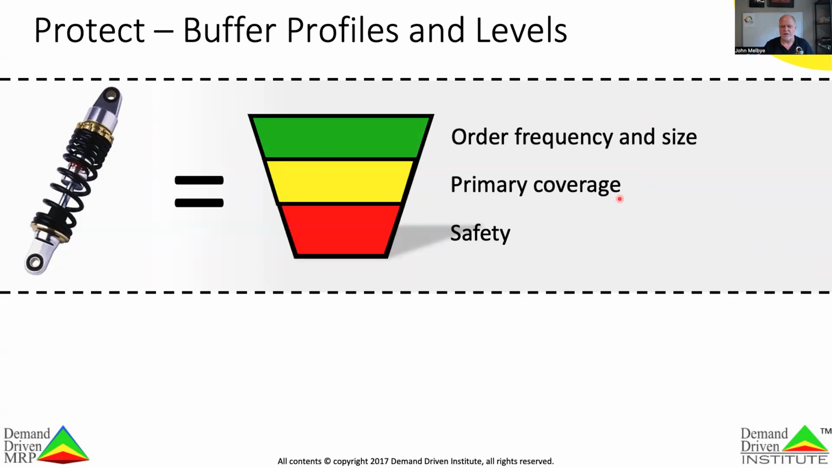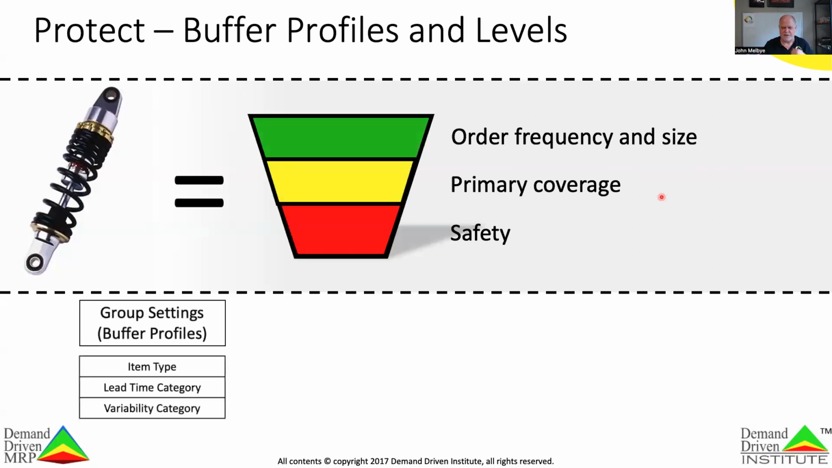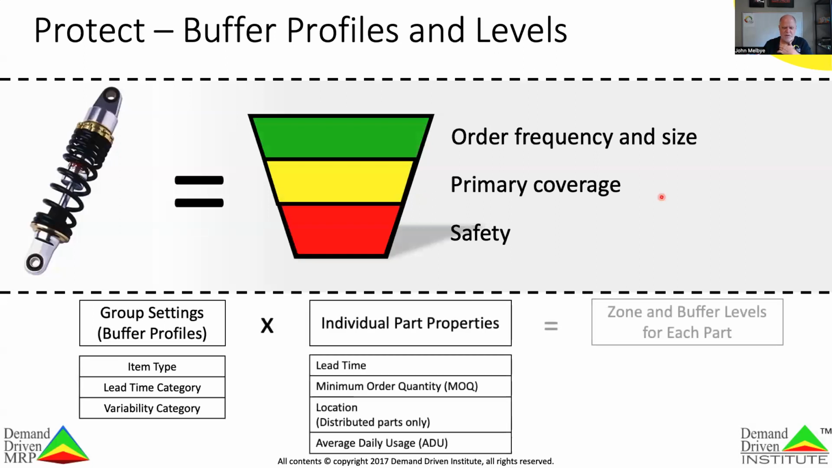The yellow zone is our primary coverage, or we call it cycle stock. How much am I going to use on average over the lead time of the part? And then the red zone is the safety embedded in the buffer. And we use things that we know that are not unusual to us, like lead time, minimum order quantity, the location for distributed parts, and an average daily usage. The item type, is it purchased, manufactured, finished item?